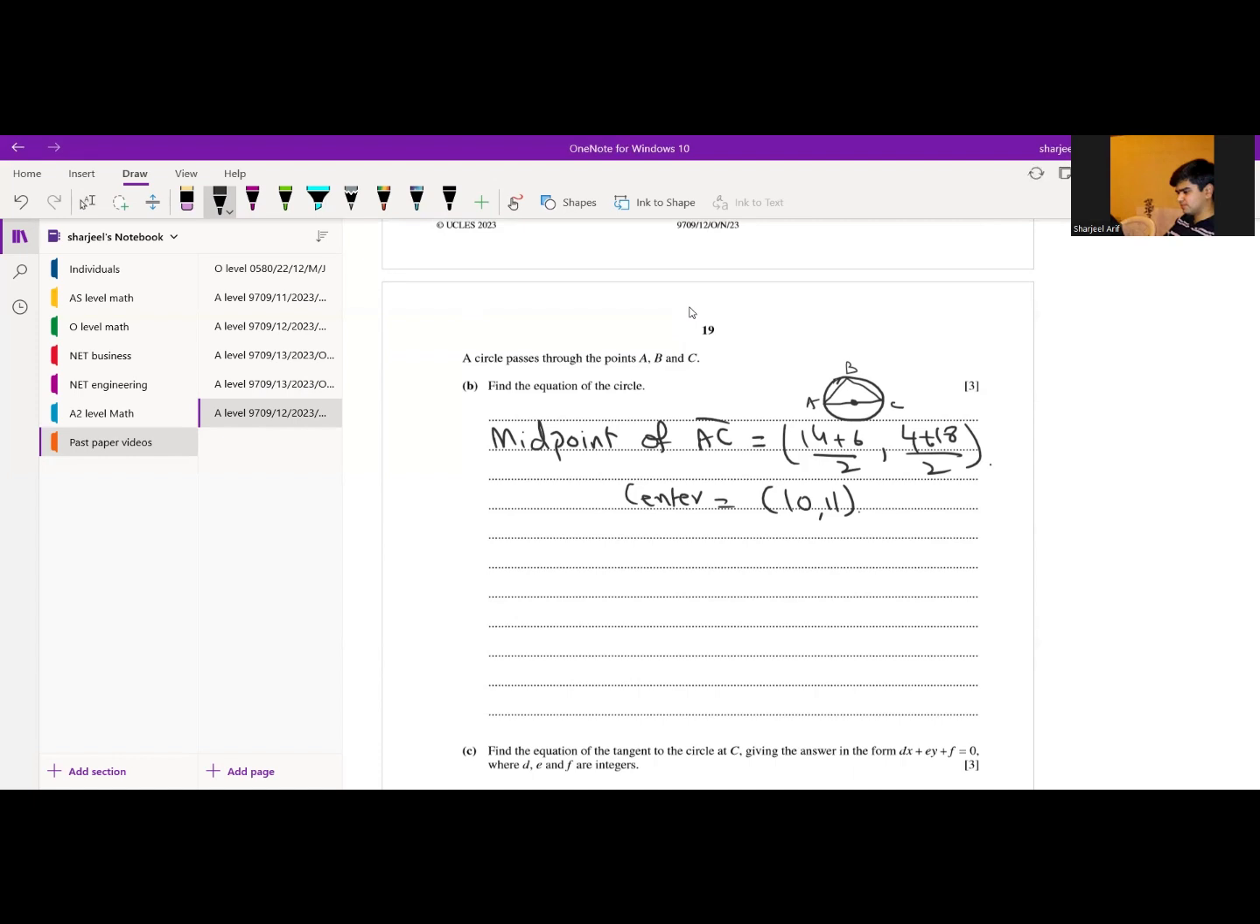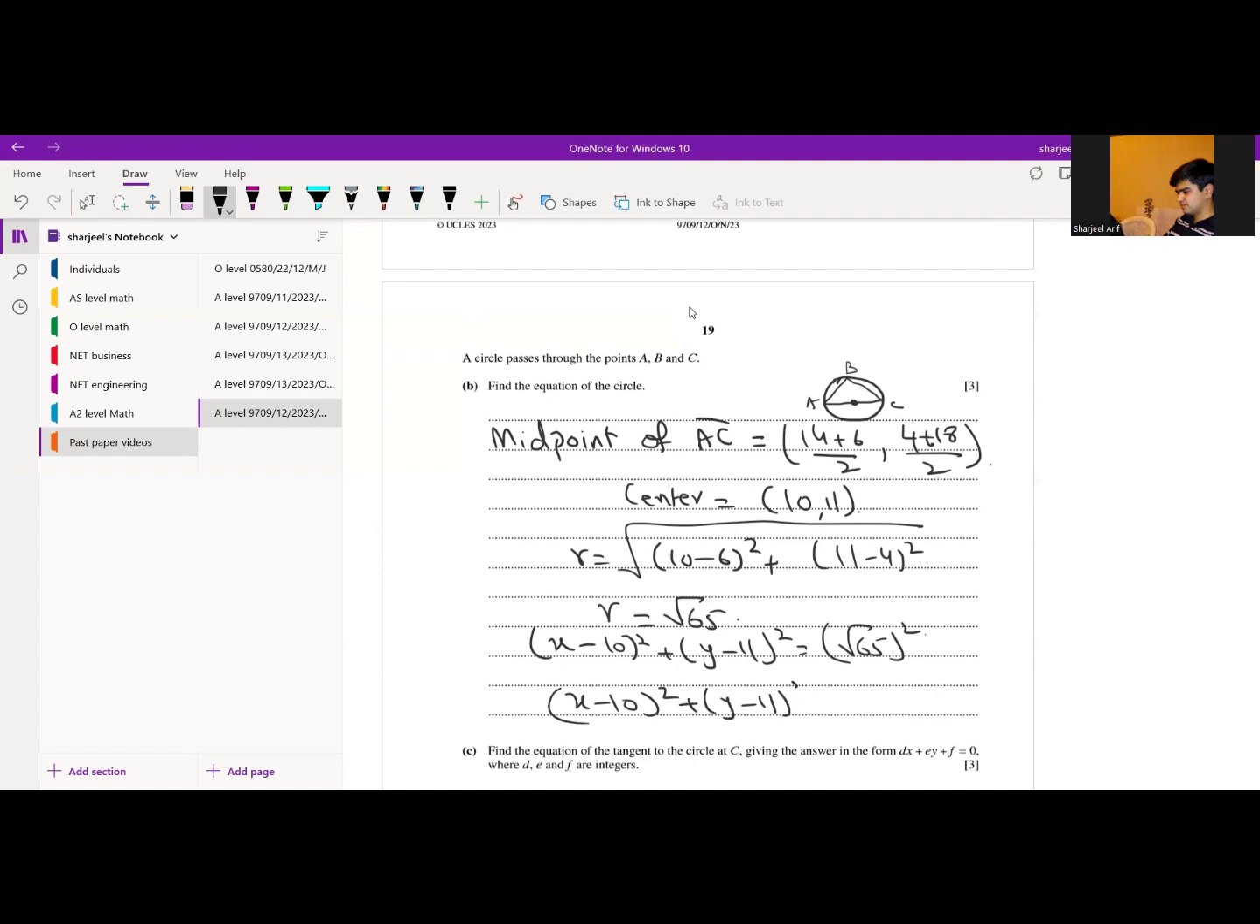And then we have to find the radius. So radius will be equal to the square root of 10 minus 6 whole square plus 11 minus 4 whole square. R will be equal to square root of 65. So the equation of the circle will become x minus 10 whole square plus y minus 11 whole square equal to root 65 square. So our answer will be equal to 65. This is the equation of the circle.